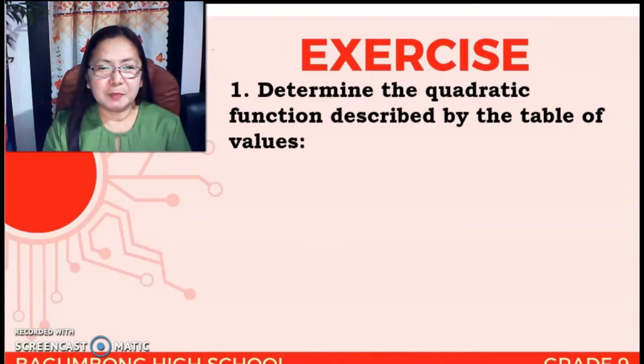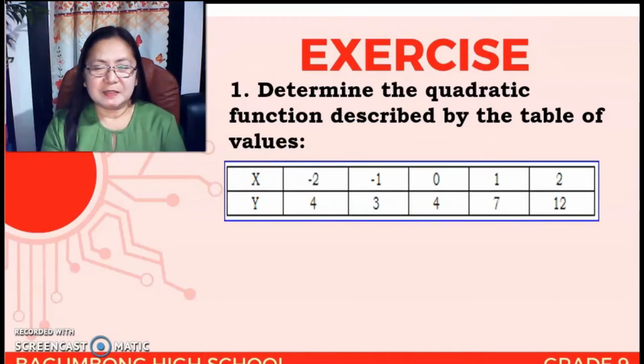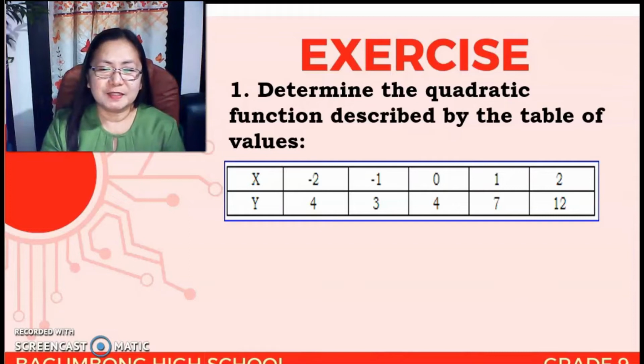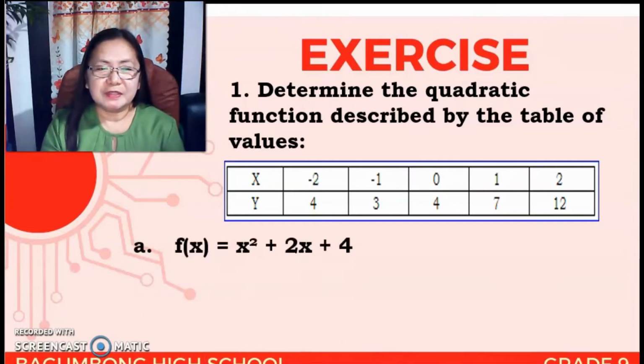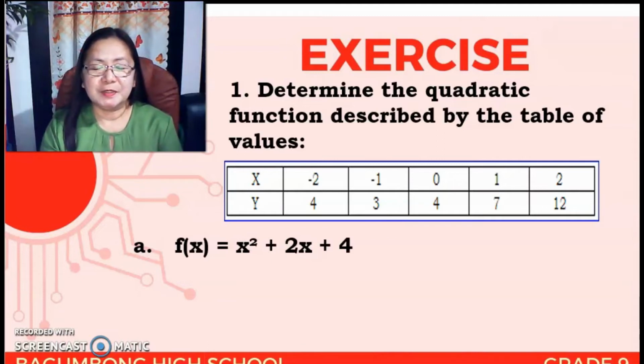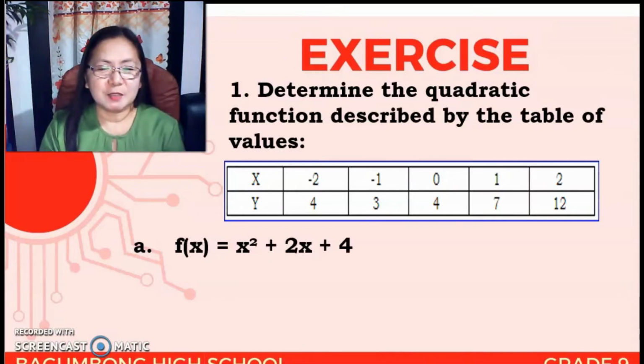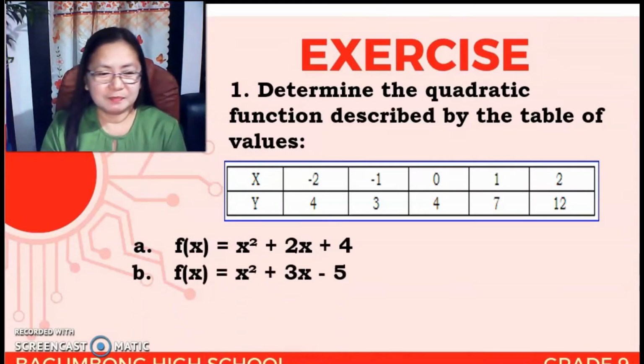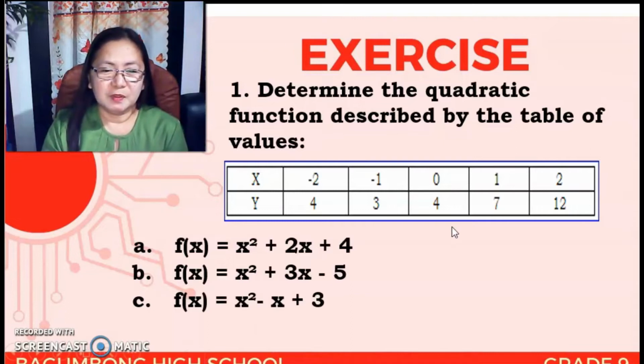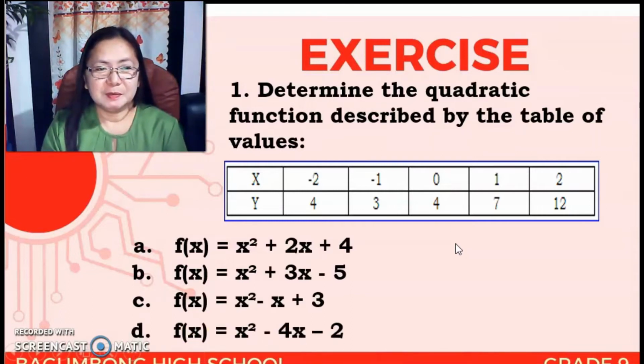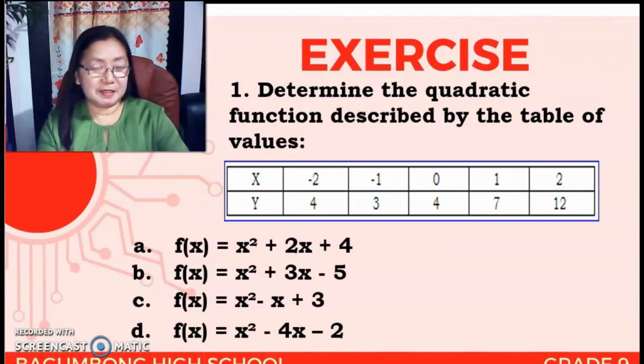Okay. Problem number 1: determine the quadratic function described by the table of values. Okay, so this is the table of values. Actually, this is multiple choice. Just write the letter of the correct answer in the comment section if you want to participate or if you want to answer. Is it letter A, letter B, letter C, or letter D? You are given 30 seconds to answer.